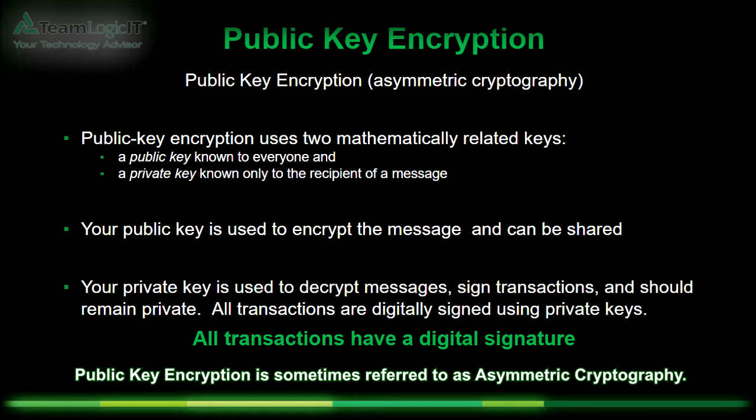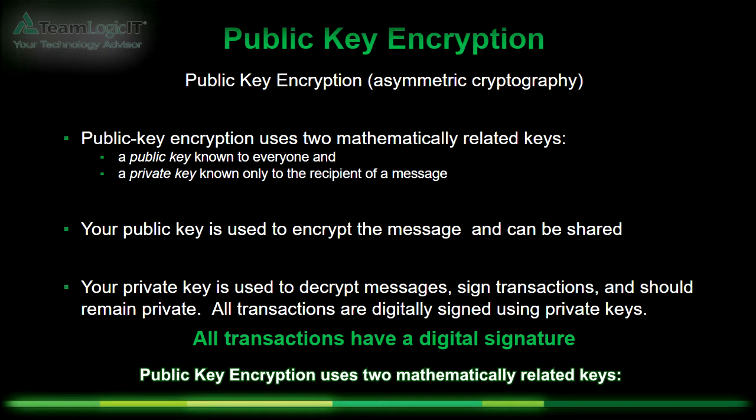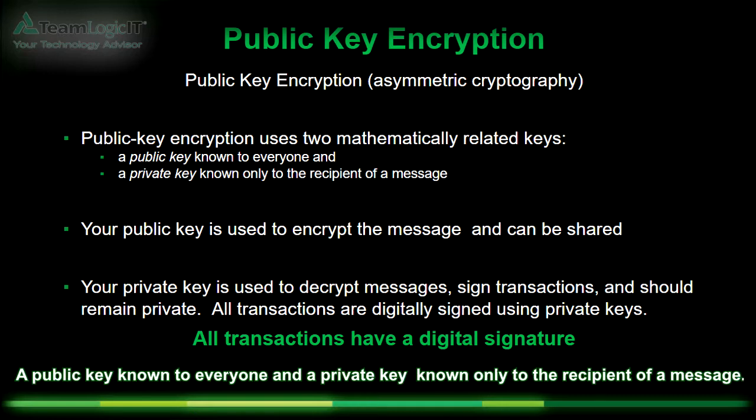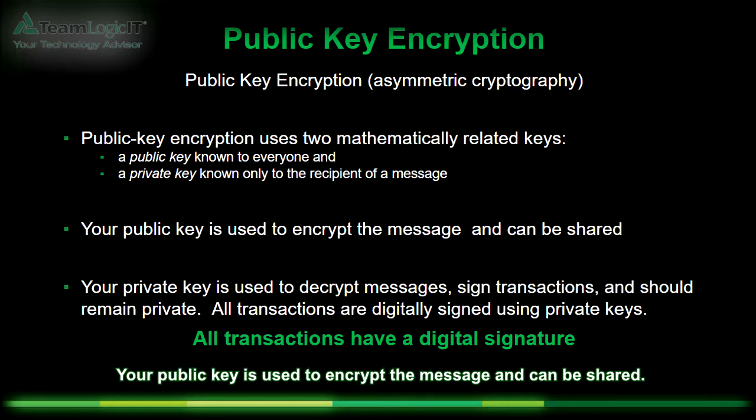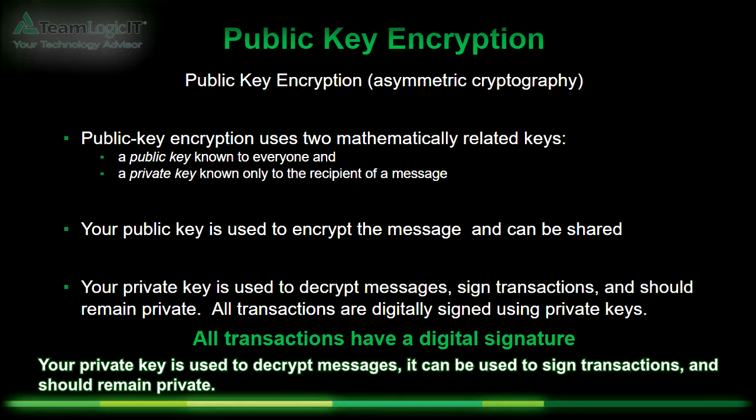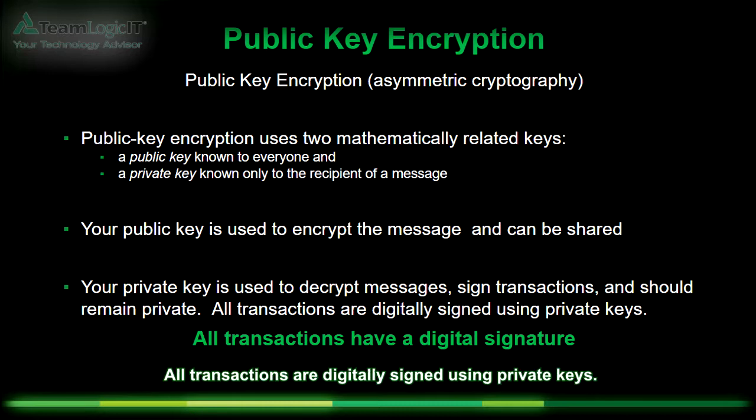Public key encryption sometimes is referred to as asymmetric cryptography. Public key encryption uses two mathematically related keys, a public key known to everyone and a private key known only to the recipient of a message. Your public key is used to encrypt a message and can be shared. Your private key is used to decrypt messages. It can be used to sign transactions and should remain private. All transactions are digitally signed using private keys.